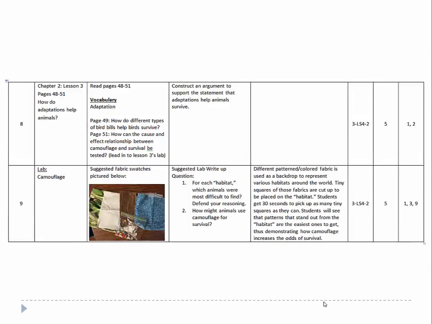Pages 48 through 51 introduce students to adaptations and how these adaptations are inherited traits, and how they promote survival. Lesson 9, Camouflage. Students act as predators as they pick up as many visible fabric squares as possible from the environment, which is represented by the large piece of fabric. As you are facilitating Lessons 8 and 9, this might be a good opportunity to have students use evidence from these experiences to discuss how adaptations can either promote or hinder an organism's life cycle.